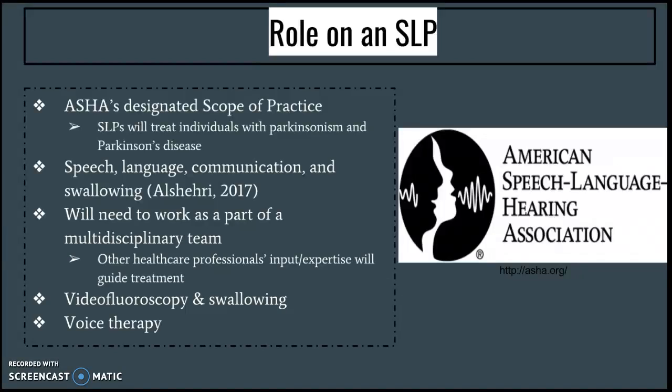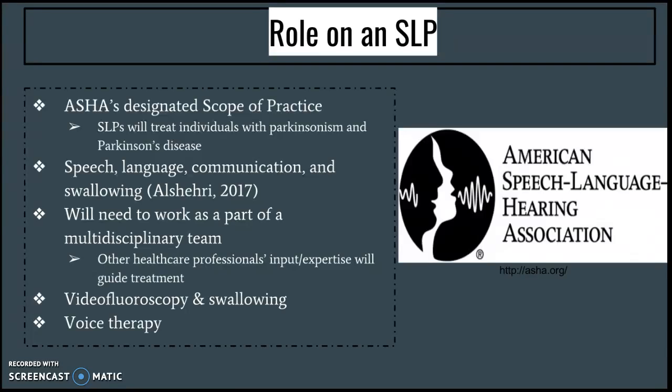As previously discussed, Parkinson's disease can affect a wide range of functions that may fall under the scope of practice for a speech-language pathologist. According to ASHA's 2007 Scope of Practice Statement, an SLP can be responsible for the diagnosis and treatment of a variety of speech, language, communication, and swallowing disorders ranging from stuttering to dysphagia, and that one of the possible etiologies of these disorders may be Parkinson's disease. An SLP's role can include referral, screening, diagnosis, treatment, documentation, and collaboration with other healthcare professionals.